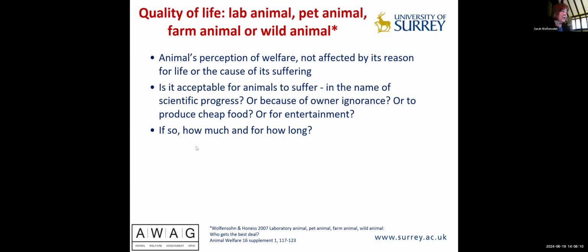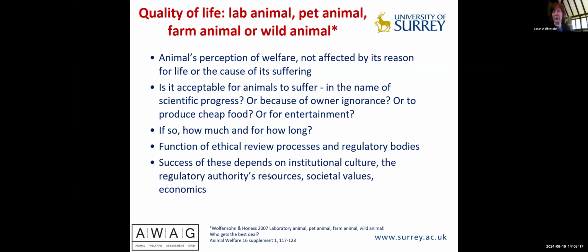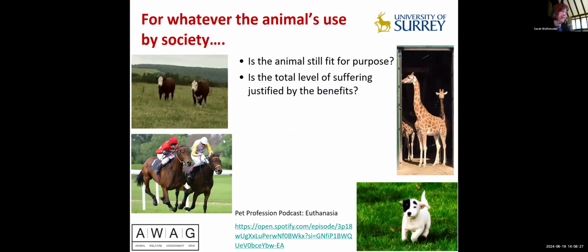And we need, in order to assess that, that's the function of ethical review processes, regulatory bodies, and the success in those depends on the culture where you're working, the resources the regulatory authority has, society's values, and economics. Money, money, money drives all of it. So whatever the animals use, is the animal fit for purpose, and is that total level of suffering justified by the benefits that we or other animals or society is getting from whatever it is we're doing?